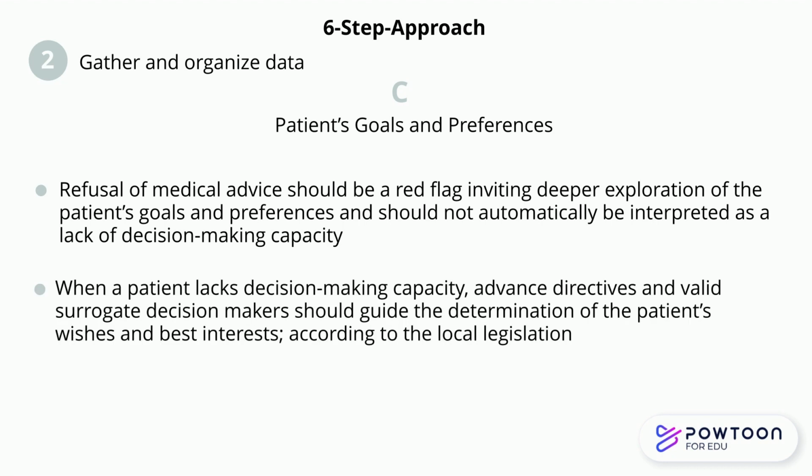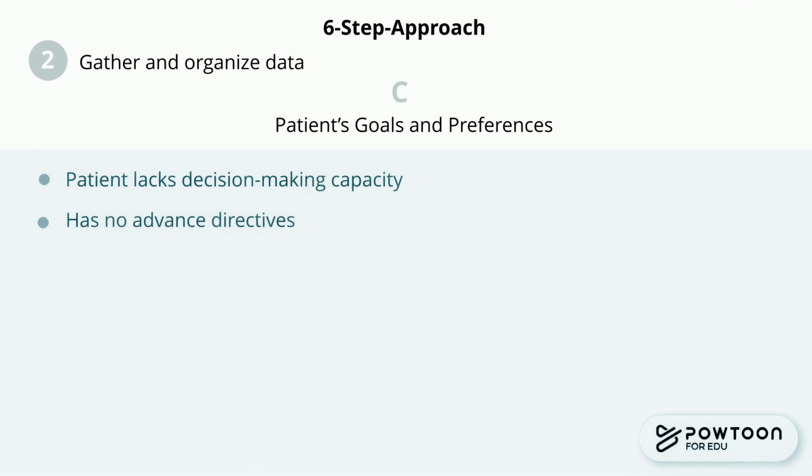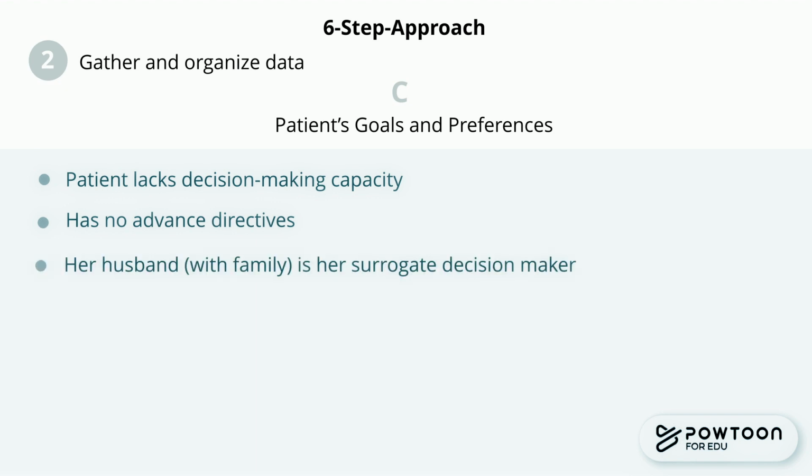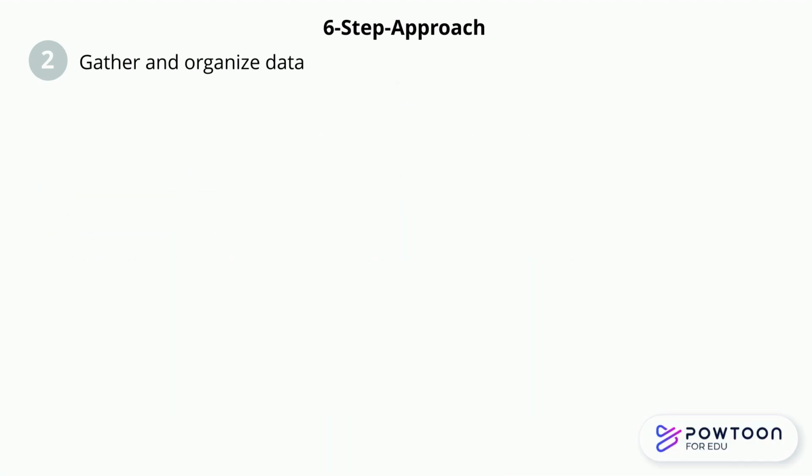When a patient lacks decision-making capacity, advance directives and valid surrogate decision-makers should guide the determination of the patient's wishes and best interests according to the local legislation. In our case, the patient lacks decision-making capacity and has no advance directives. Her husband, with the family, is her surrogate decision-maker. He believes that she would prefer to die comfortably at home rather than have a PEG tube inserted and struggle through the uncertain outcome of her stroke.